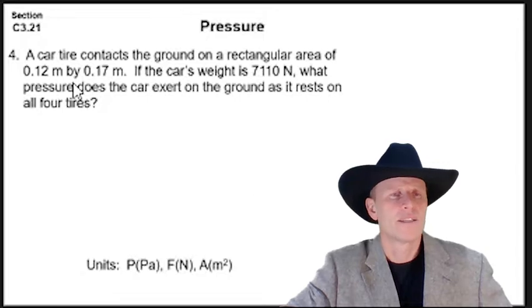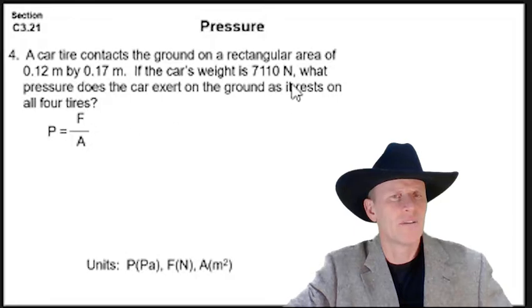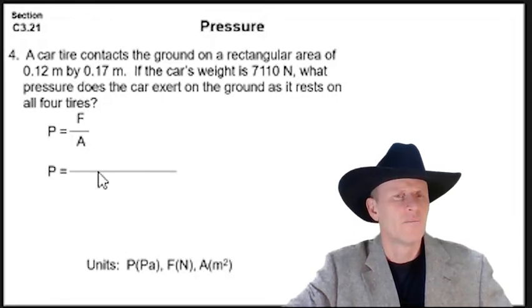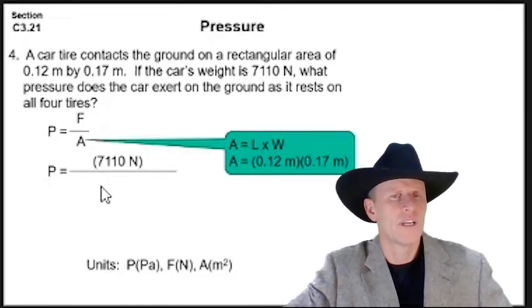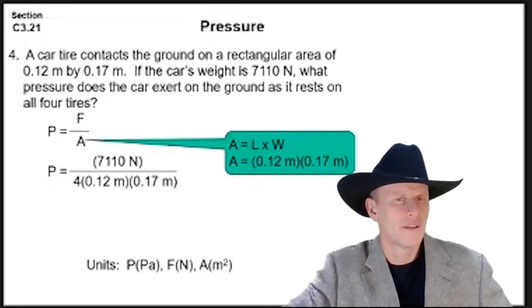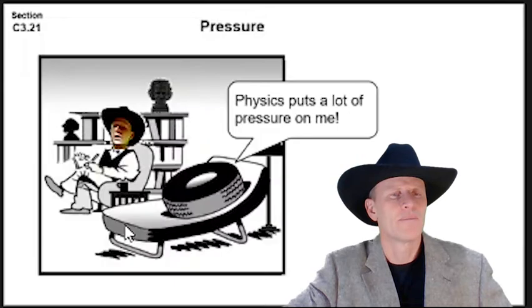Example 4. A car tire contacts the ground on a rectangular area of 0.12 by 0.17 meters. If the car's weight is 7,110 newtons, what pressure does the car exert on the ground as it rests on all 4 tires? Well, again, force divided by area. We have our force given in our area, but there is a small trick to this one. There are 4 tires in a car, so we have 4 of the length times widths. So dividing all that out, we get 87,000 pascals, or 87 kPa.